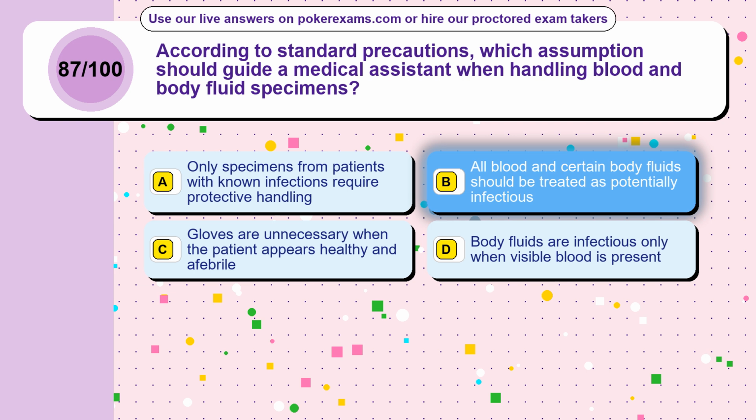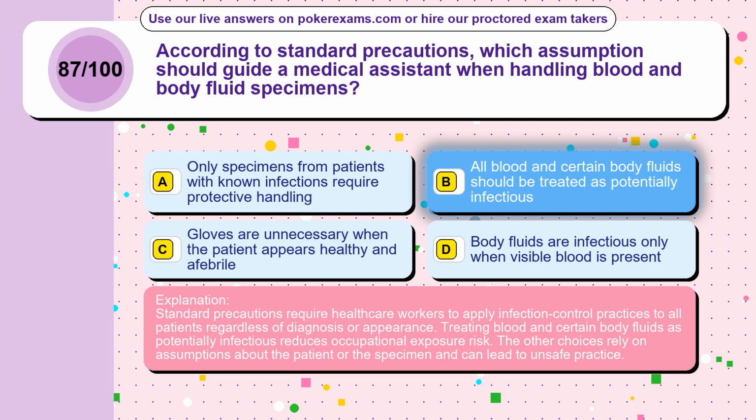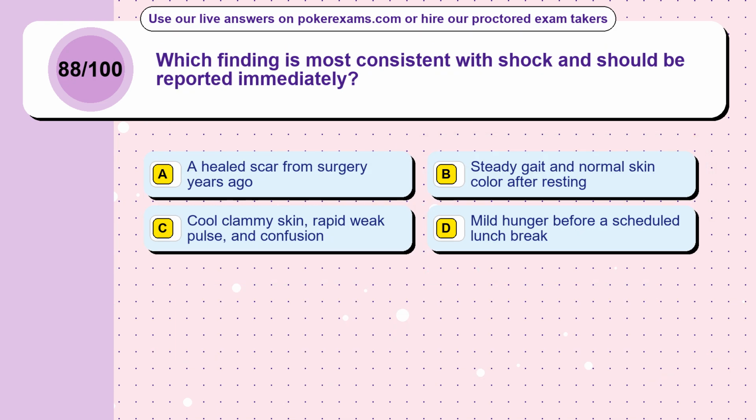The correct answer is option B. All blood and certain body fluids should be treated as potentially infectious. Standard precautions require healthcare workers to apply infection control practices to all patients regardless of diagnosis or appearance. Treating blood and certain body fluids as potentially infectious reduces occupational exposure risk. The other choices rely on assumptions about the patient or the specimen and can lead to unsafe practice. Question 88.